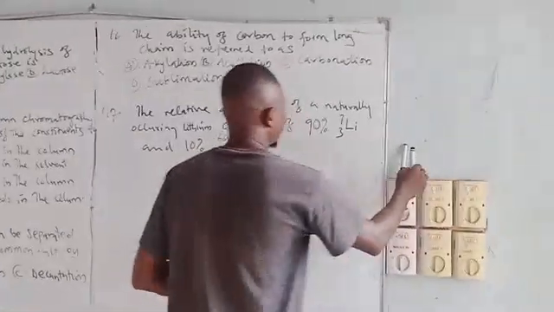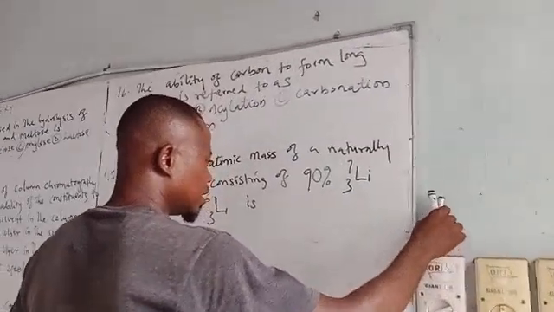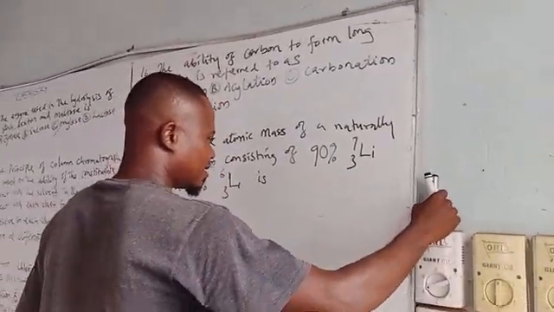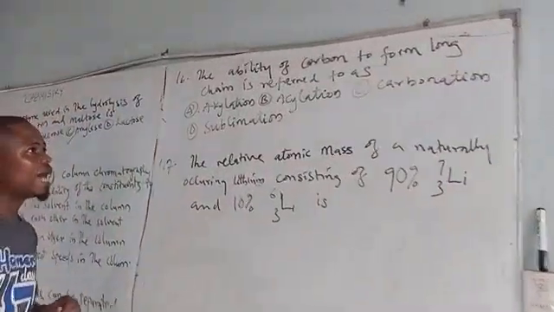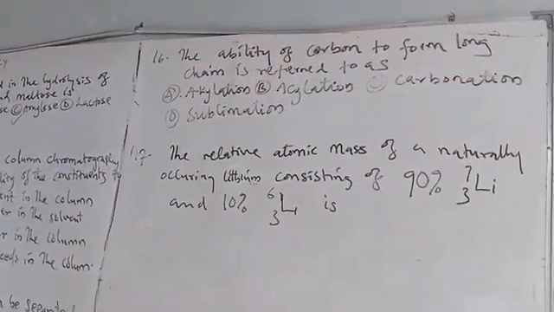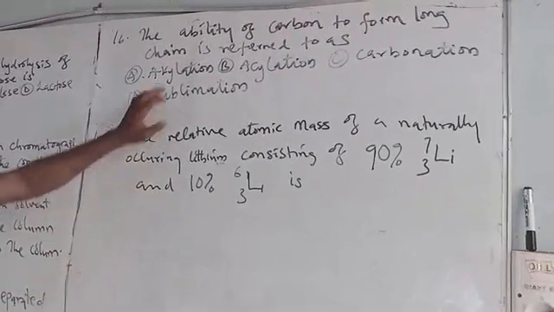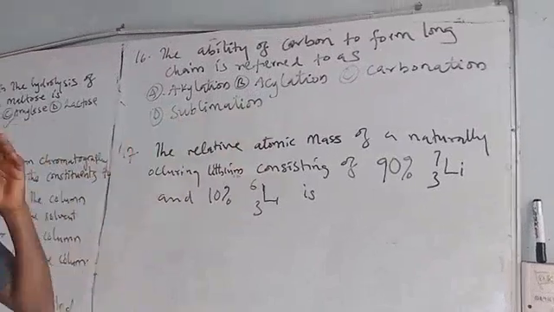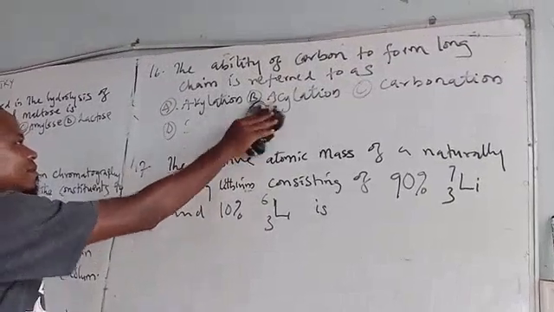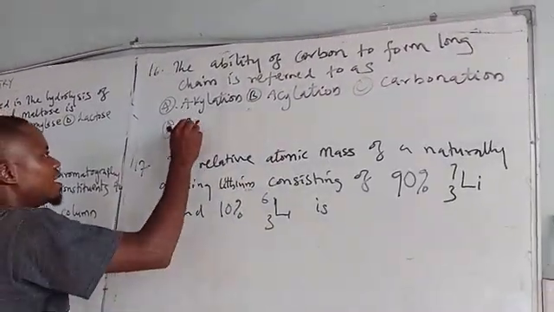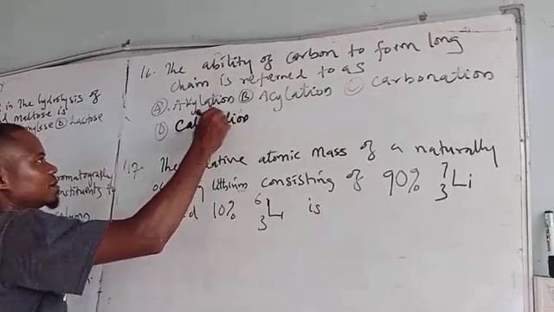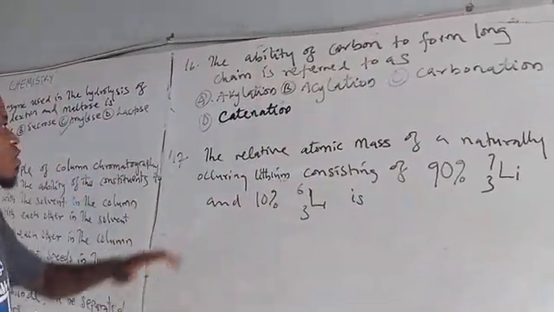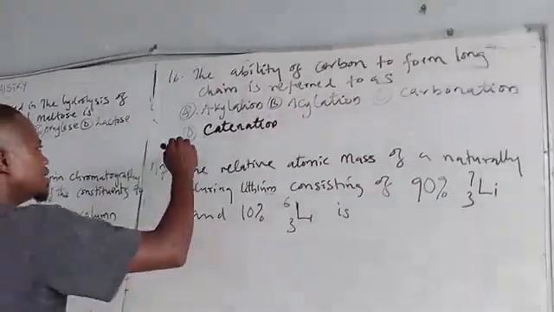Question number 16. Coming. The ability of carbon to form long chain is referred to as, if you have been following my lessons online, you know this without blinking. Alkylation, acylation, carbonation and catenation. The correct answer is what? Catenation. Option D is the correct answer.